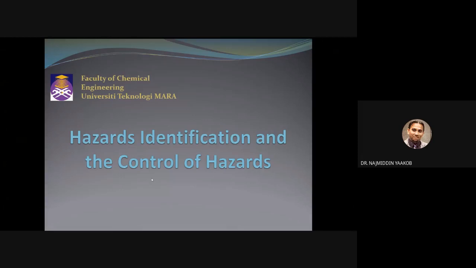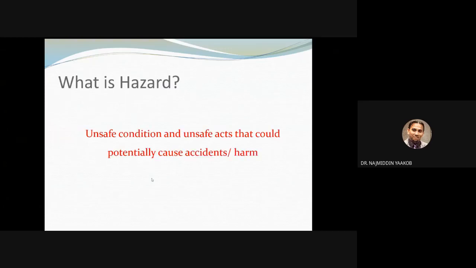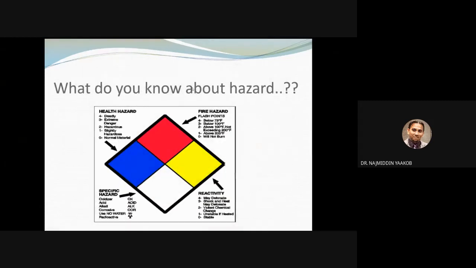We will continue our lesson in this chapter, which is hazard identification and the control of a hazard. What is a hazard? It is a combination of a condition and an unsafe act. The combination of these two will create a potential cause of accident or harm. Probably you have seen this label before.